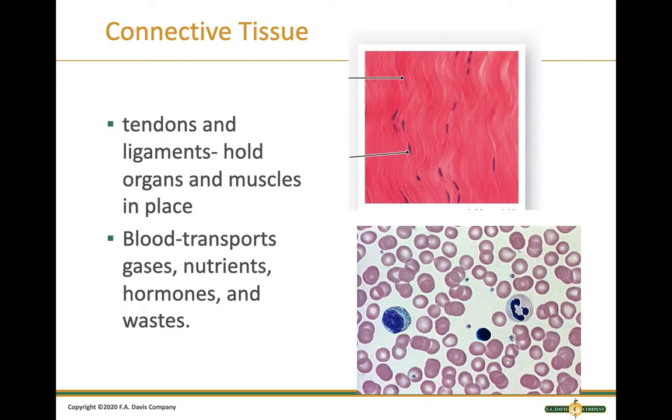Tendons and ligaments, that top picture you see is from a tendon. So tendons connect muscle to bone. Ligaments connect bone to bone. They also might connect some organs, hold some certain organs in place. And then blood, you see on the bottom, it transports different gases, nutrients, hormones, and wastes. So blood transports.